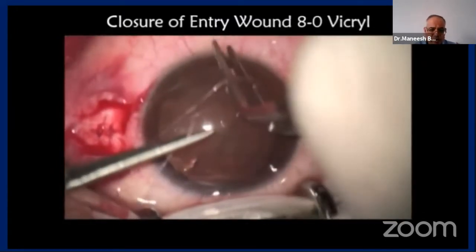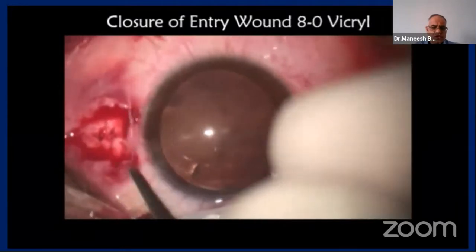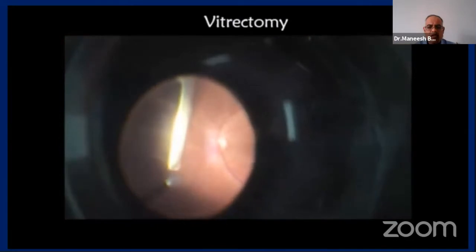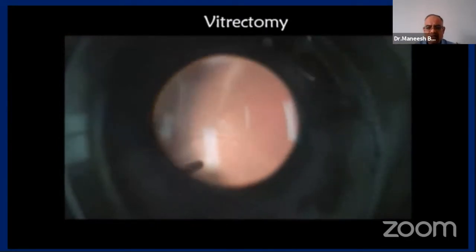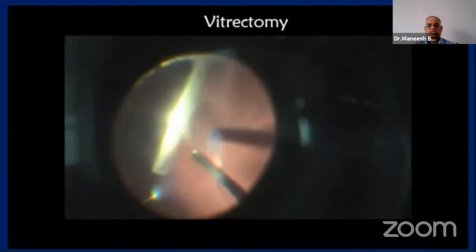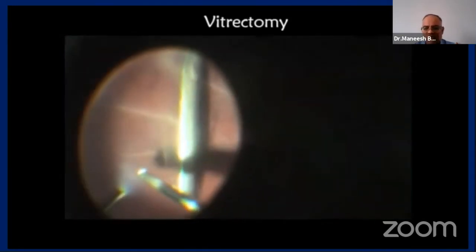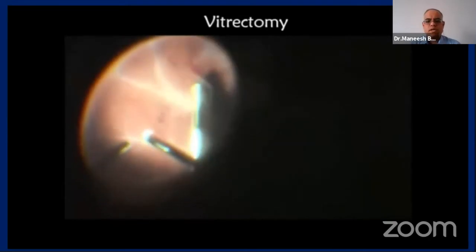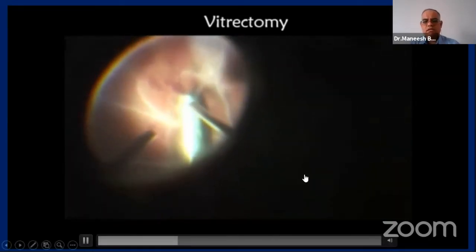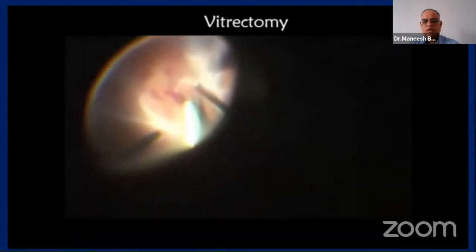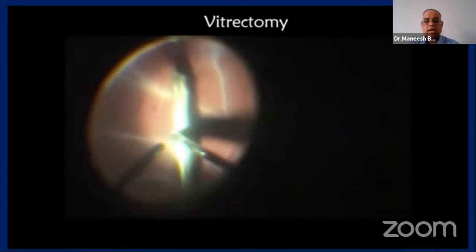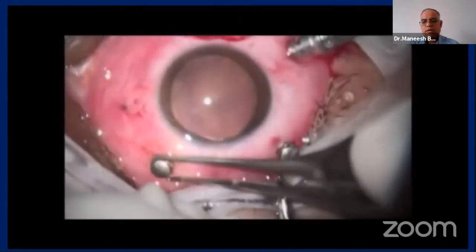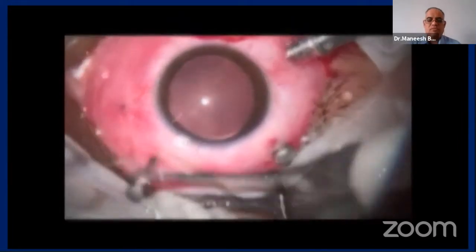Initially, the entry wound was sutured using 8-0 Vicryl, and then the three port pars plana vitrectomy was done. We can see a very large foreign body. The challenge was to get the foreign body out without causing any retinal damage. Here again the vitrectomy was done to trim the foreign body from all the vitreous attachments. At this stage, we did not induce the PVD. We just removed the foreign body.